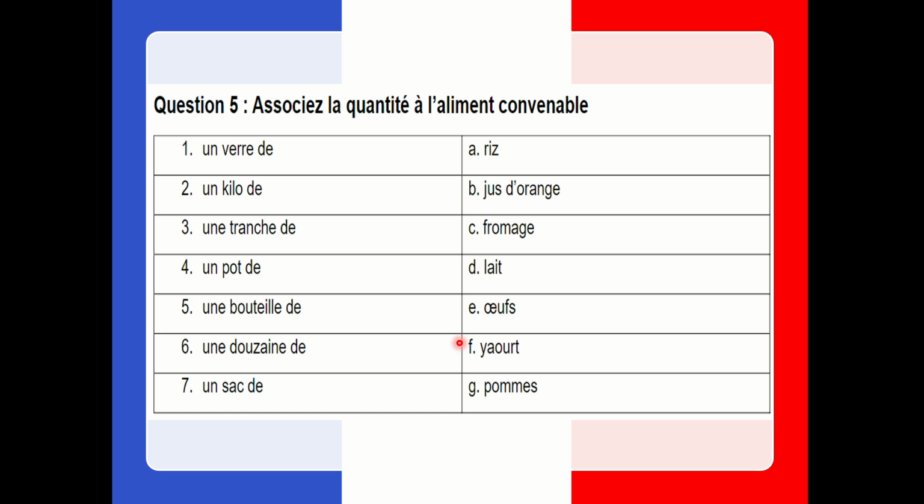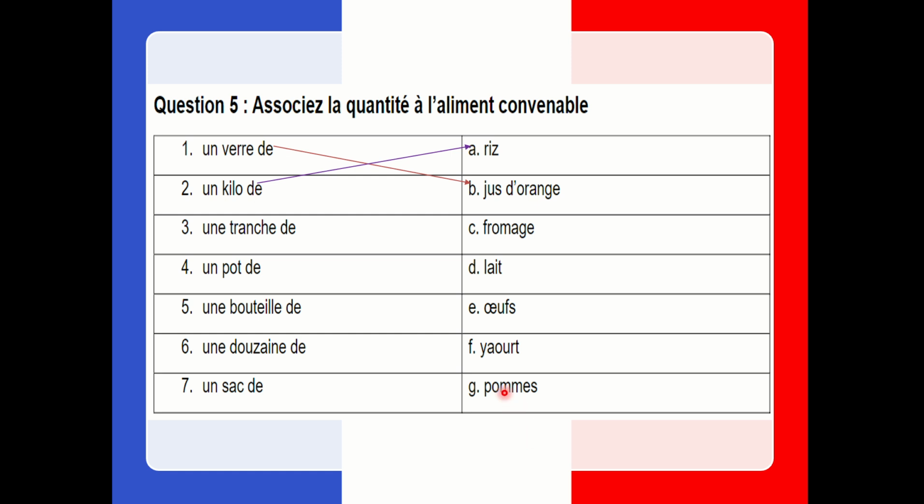Associer la quantité à l'aliment convenable. Un verre de. And un verre means a glass of. What can be a glass of what? Est-ce que c'est du riz ou bien jus d'orange? Bien sûr, c'est du jus d'orange. Un kilo de. Kilo. It can be kilo of what? It can be kilo de riz ou bien it can be kilo de pommes.